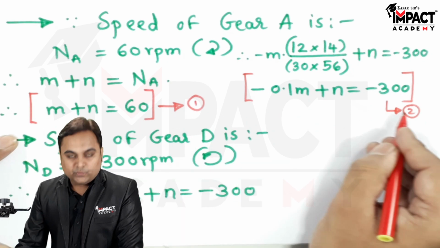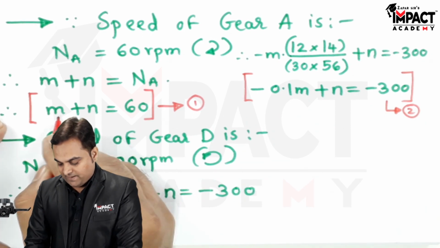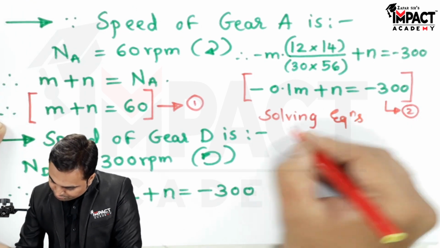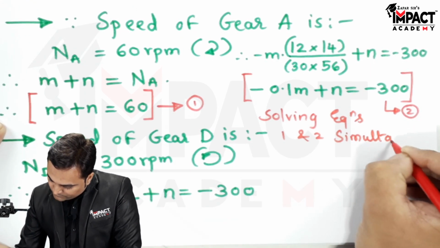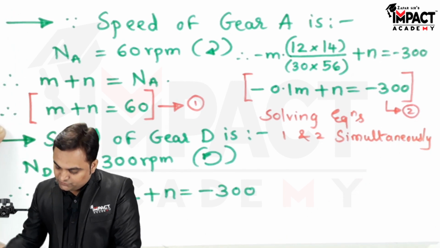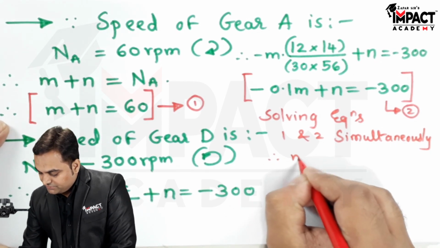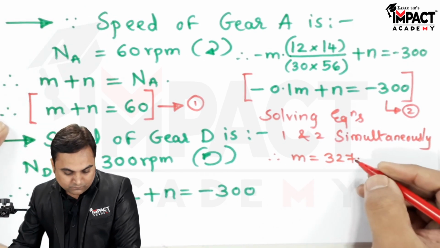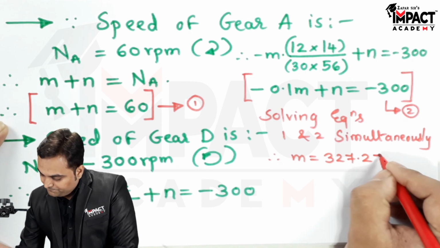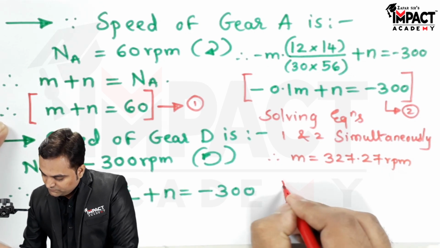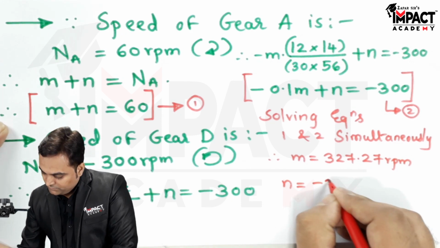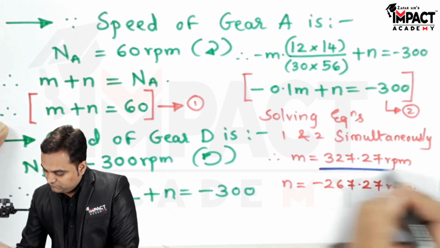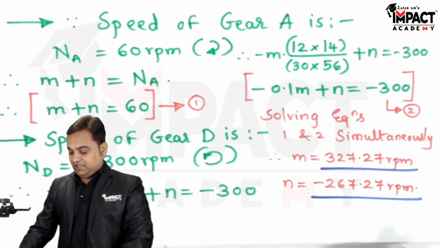So we have two equations and two unknowns, that are m and n. So solving equations 1 and 2 simultaneously, we get the answers: m is 327.27 rpm and small n is minus 267.27 rpm. Their units are in rpm, remember.